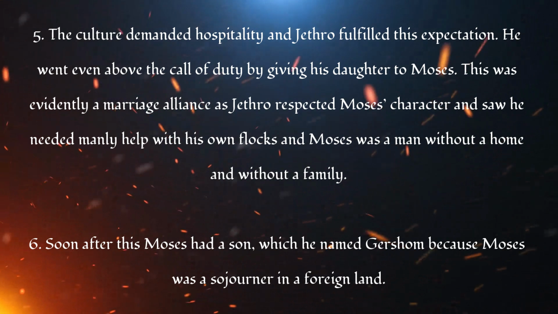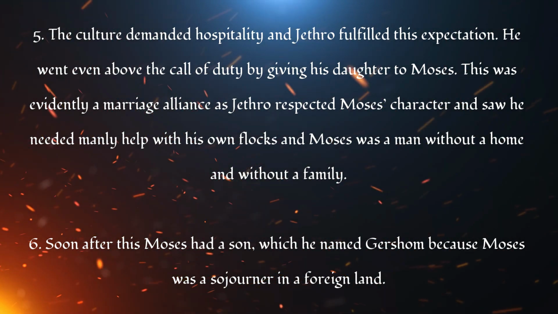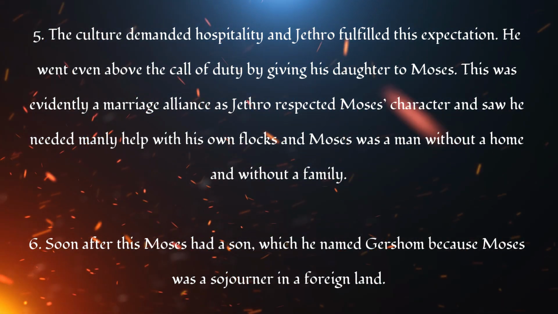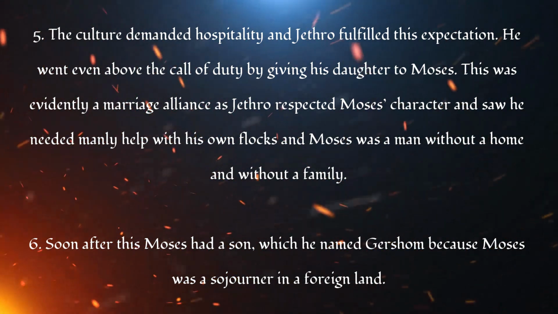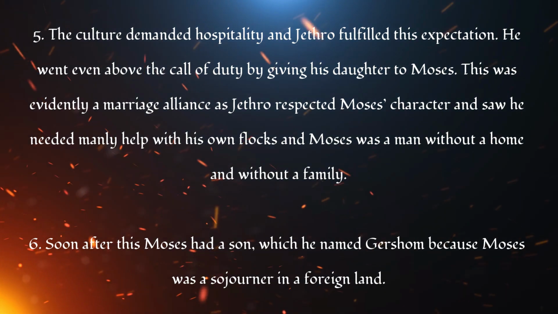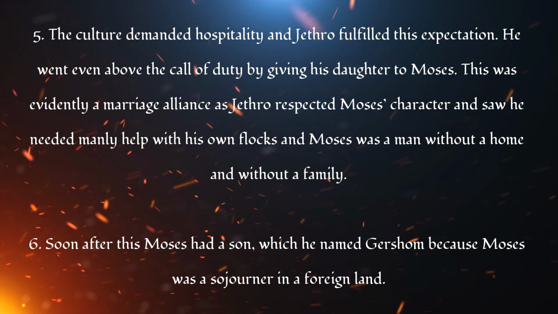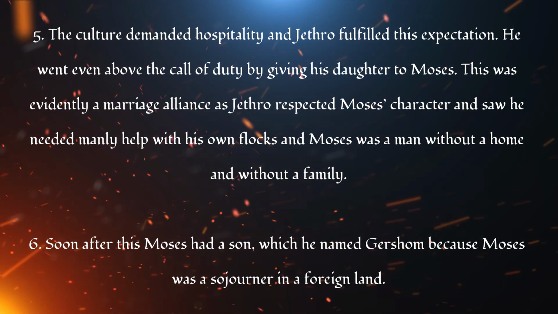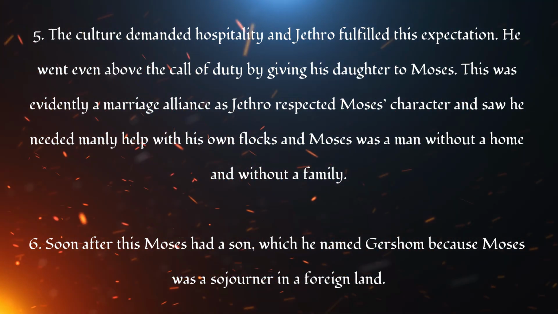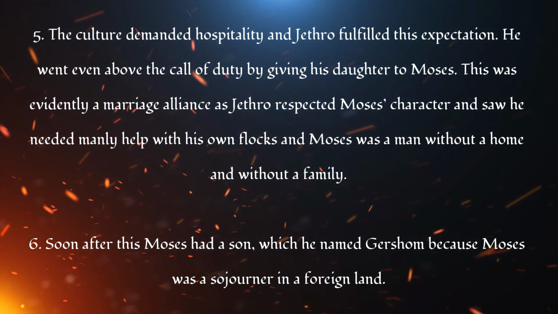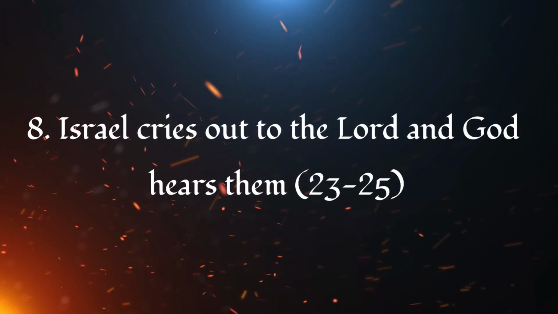5. The culture demanded hospitality, and Jethro fulfilled this expectation. He went even above the call of duty by giving his daughter to Moses. This was evidently a marriage alliance, as Jethro respected Moses' character and saw he needed manly help with his own flocks, and Moses was a man without a home and without a family. 6. Soon after this, Moses had a son, which he named Gershom because Moses was a sojourner in a foreign land.